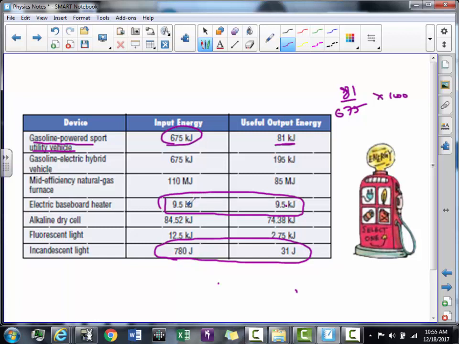If energy is being lost due to heat, but the device's job is to make heat, then it's probably going to be efficient. Does that make sense? It's very hard for it to be 100. We'll talk, if you ever take higher level physics, about the laws of thermodynamics. And one of them basically says that there's always energy being lost due to friction or heat. So it's not possible to go over 100%, but you can sometimes come very close to 100%. But in theory, there's almost always a little bit of inefficiency.